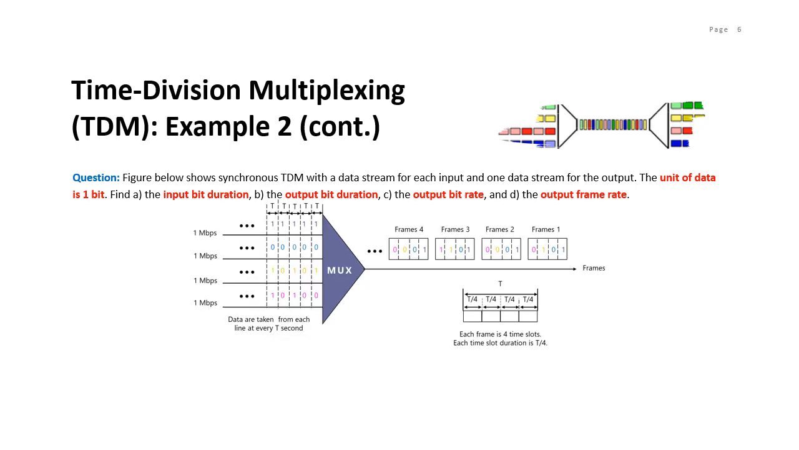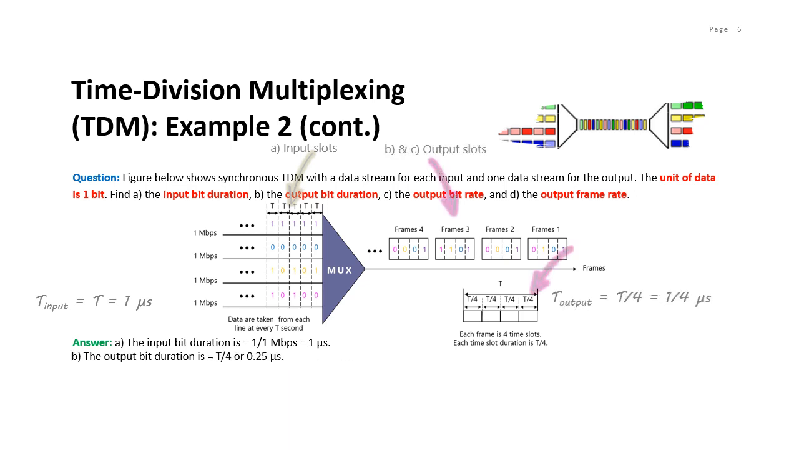We can answer the questions as follows. For A, the input duration is the inverse of the bit rate. Okay, so 1 over 1 megabit per second equals 1 microsecond. For B, the output bit duration is 1/4 of the input bit duration. Since we have 4 inputs, T over 4 equals 1 microsecond divided by 4, which equals 0.25 microsecond.